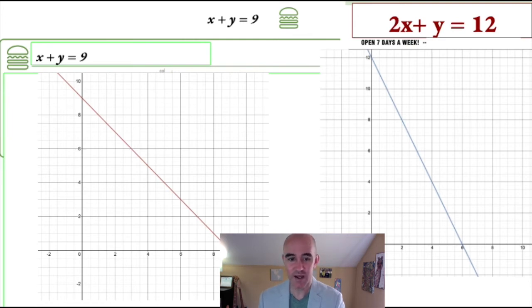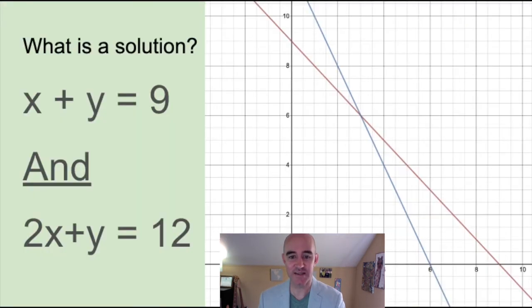Better yet, if we graph them on the same axes, we can see right away that there is a point that is clearly on both. Happens to be (3, 6). X is 3 and y is 6. This might seem very simple, but it gets really powerful really quickly.